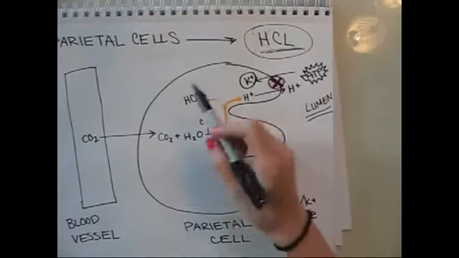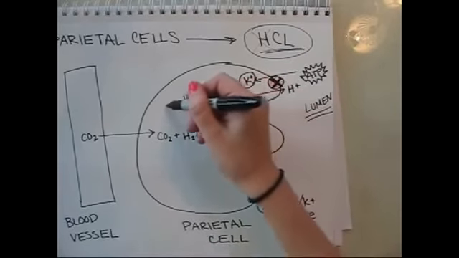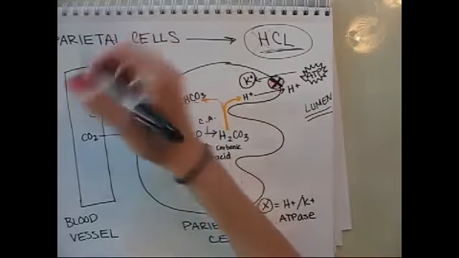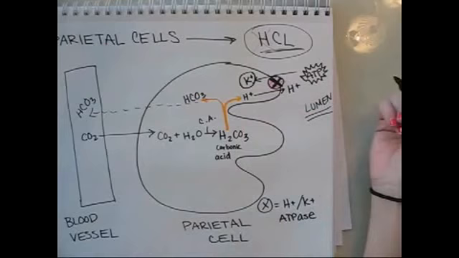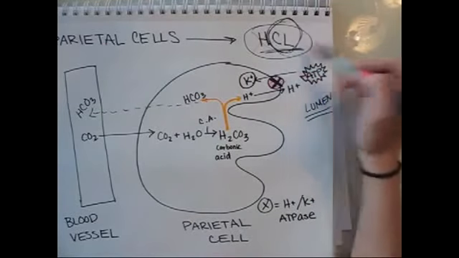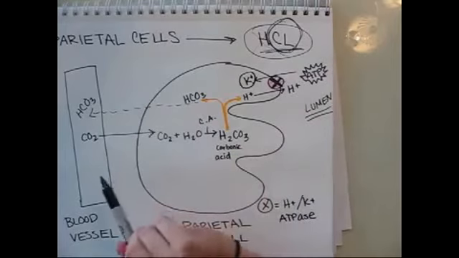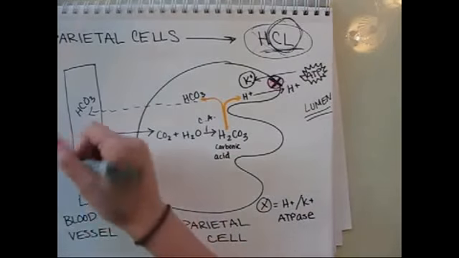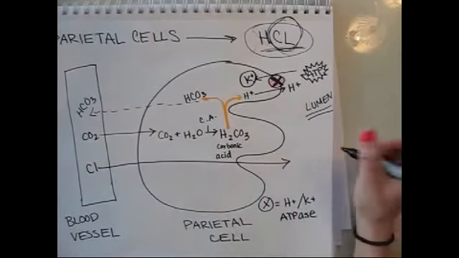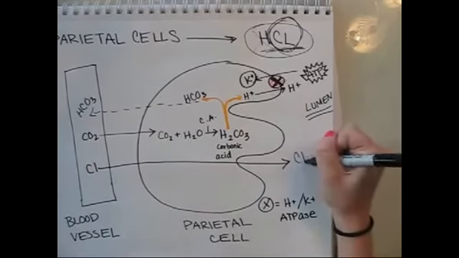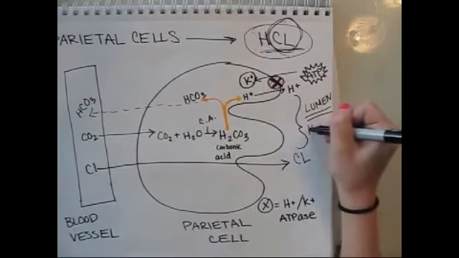And what's going to go on with the bicarbonate? Where's that going to go? This is going to go back into the blood vessel. Okay. What about the chlorine? You're probably sitting there, how are we going to get chlorine, right? Well, blood vessel. That's where it's going to come from. So we're going to bring that into the lumen of the stomach, and we're going to get hydrochloric acid.